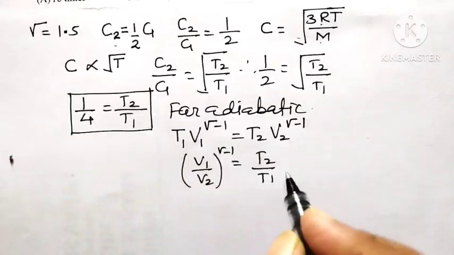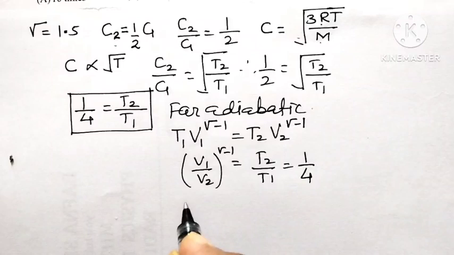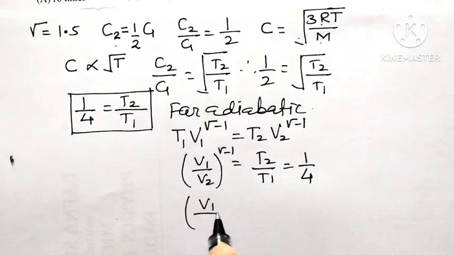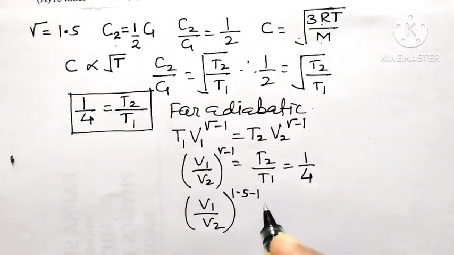Therefore T2 upon T1 is 1 by 4. So V1 upon V2 raised to gamma minus 1, what is value of gamma? 1.5 minus 1, is equal to 1 by 4.